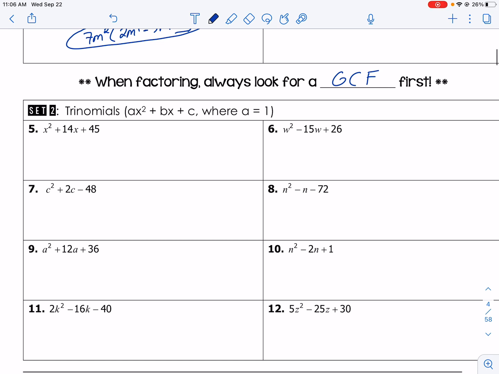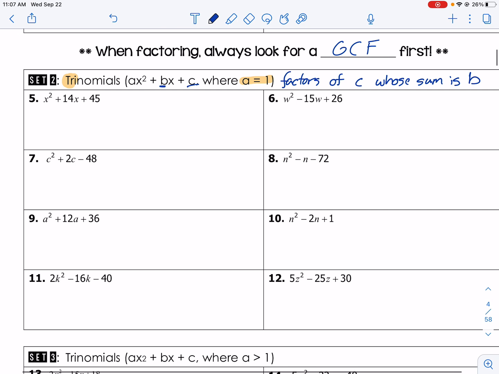Okay. Your next way to factor is if you have a polynomial with 3 terms, a trinomial, and the leading coefficient is 1. Simple question to ask yourself here. You're just looking for factors of C whose sum is B. Remember, C is the last term, B is the coefficient of the middle term.